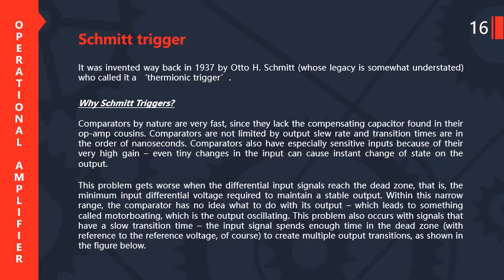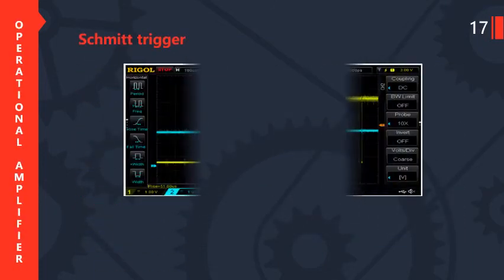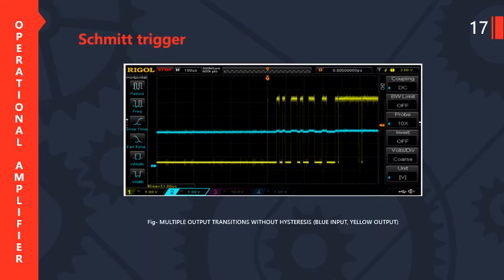The input signal spends enough time in the dead zone with reference to the reference voltage, of course, to create multiple output transitions, as shown in the figure. So these are the multiple output transitions without hysteresis. The blue line is the input and the yellow line is the output. Blue line आप देख पा रहे हैं ये input है हमारा और ये जो yellow line आप देख पा रहे हैं दोनों के दोनों हमारे जो है वो output है.